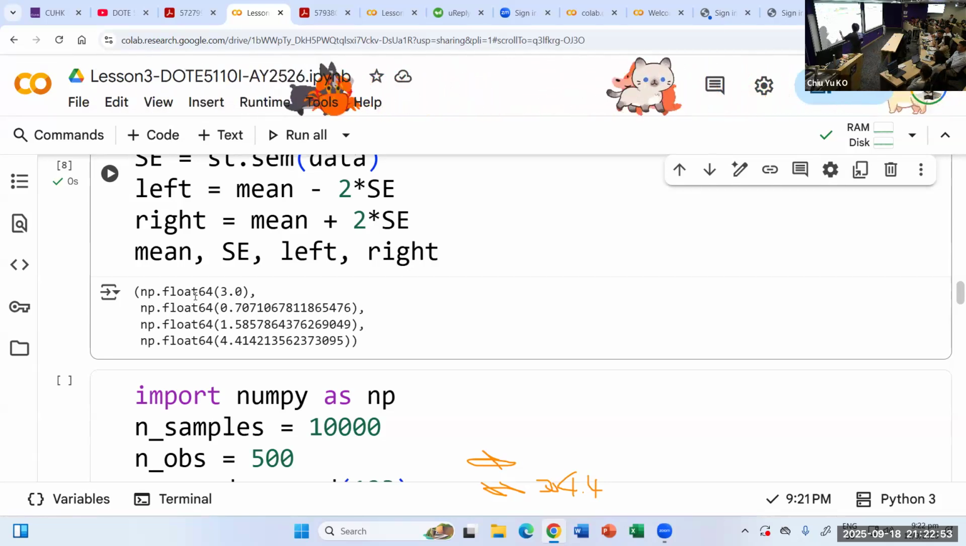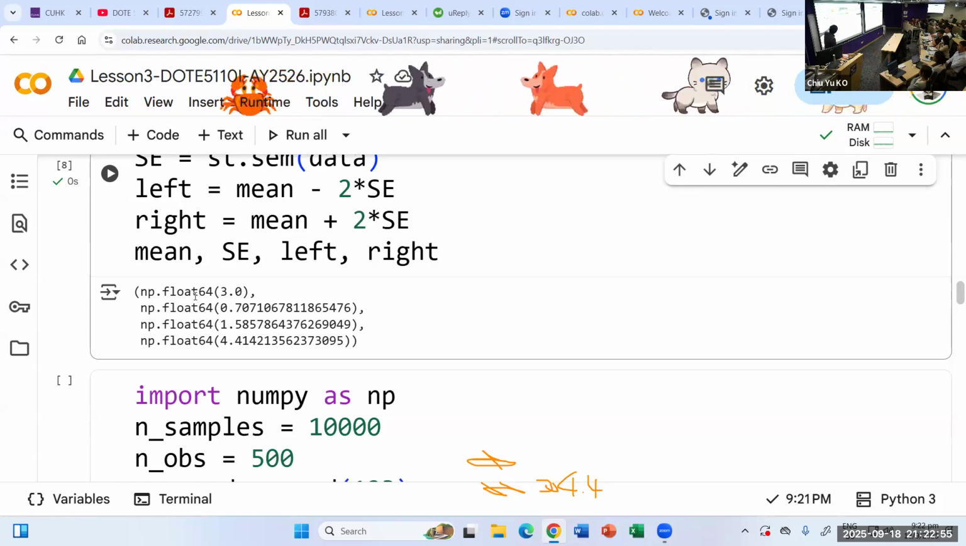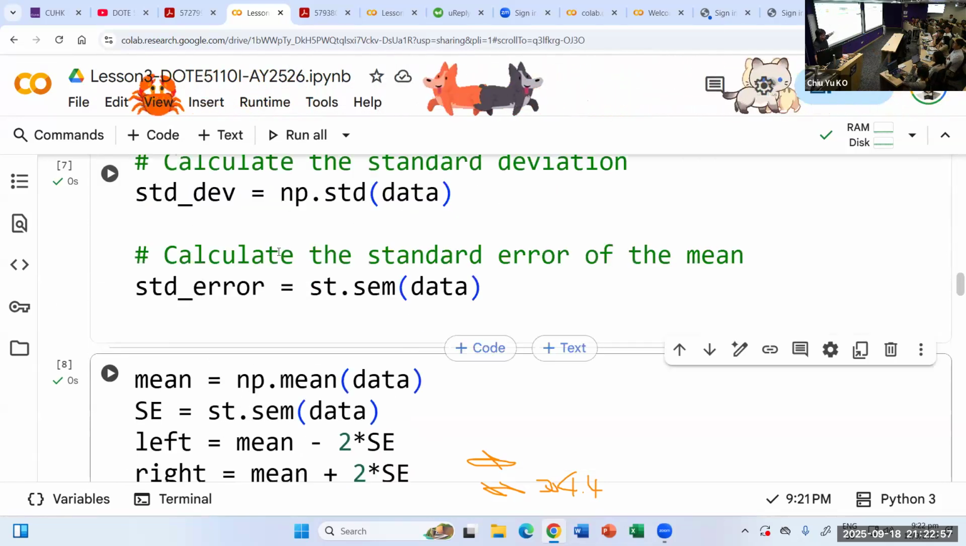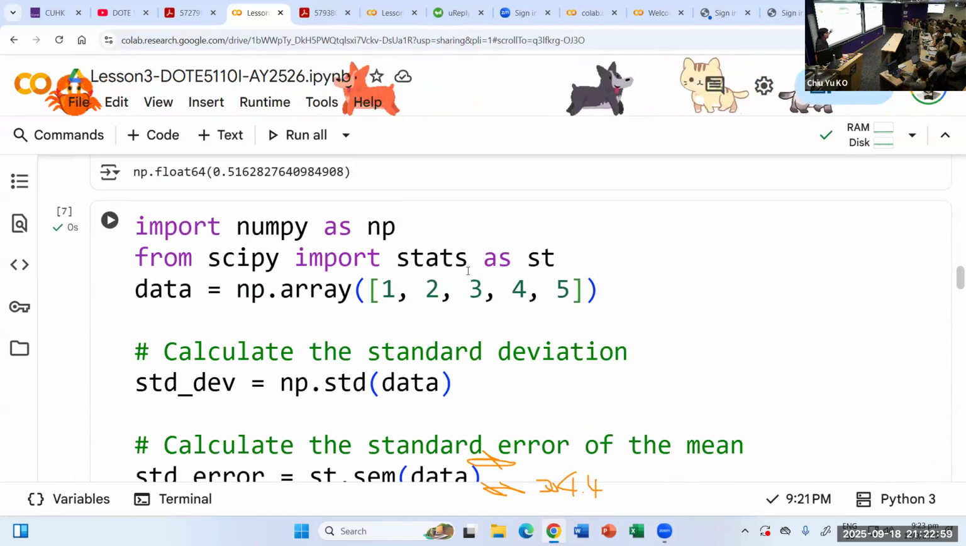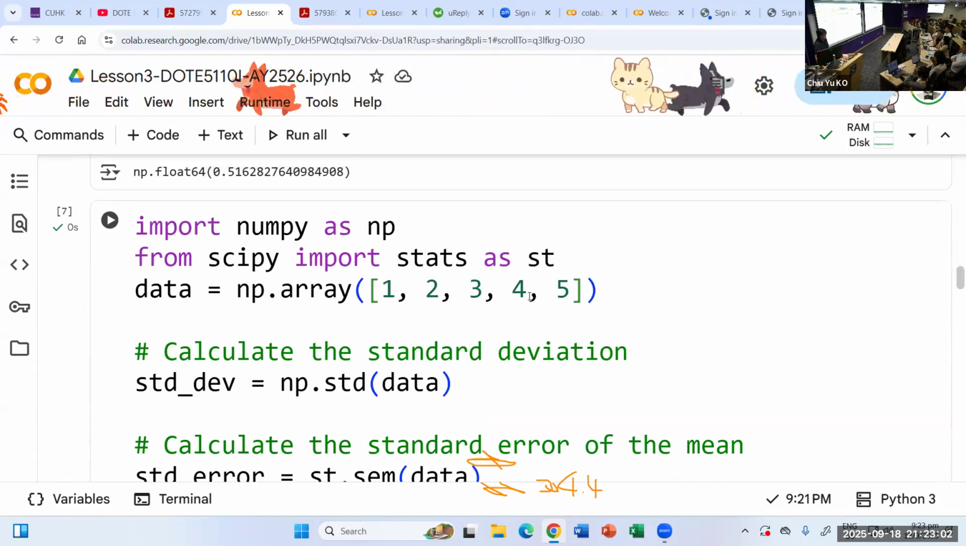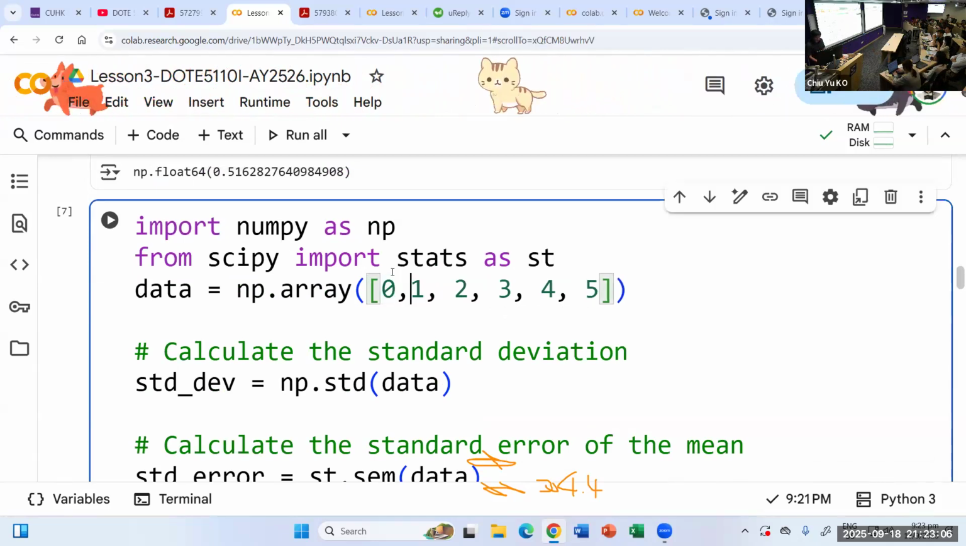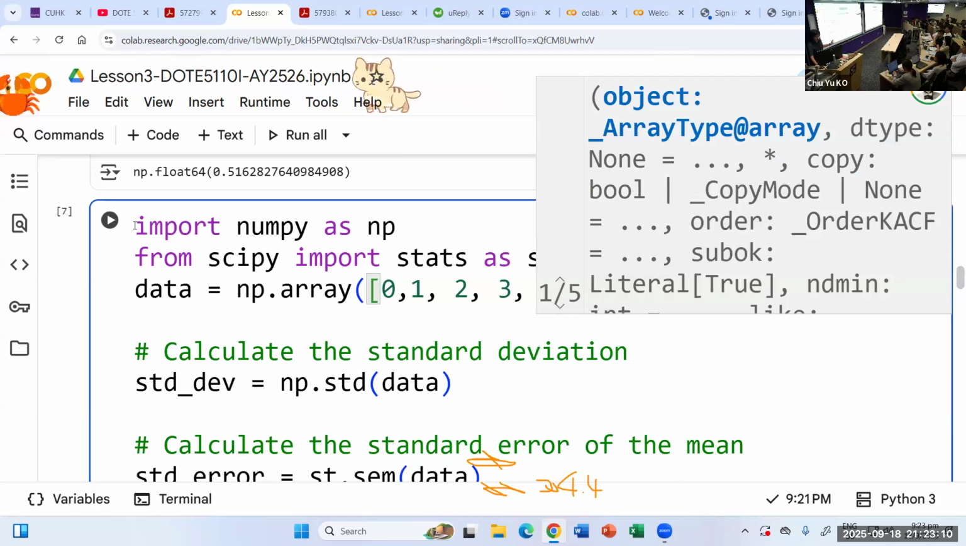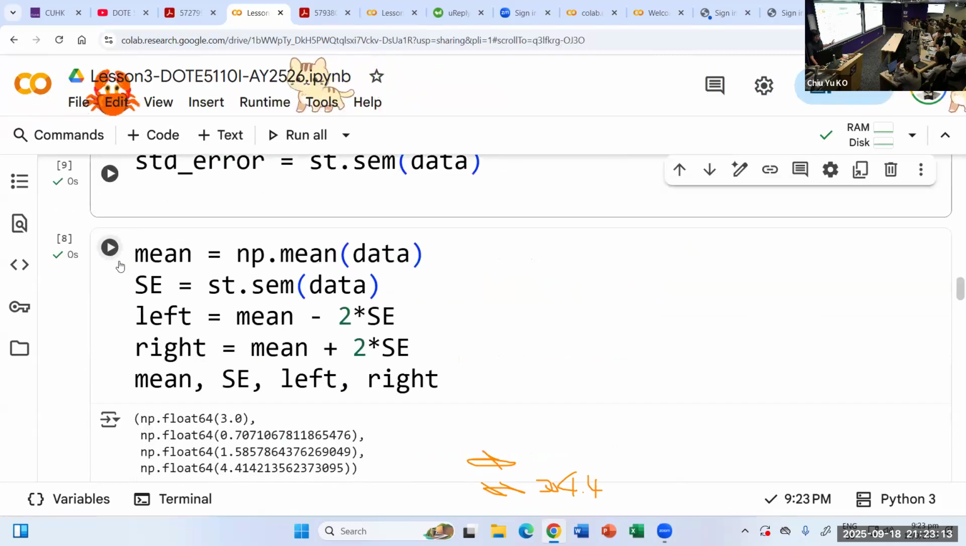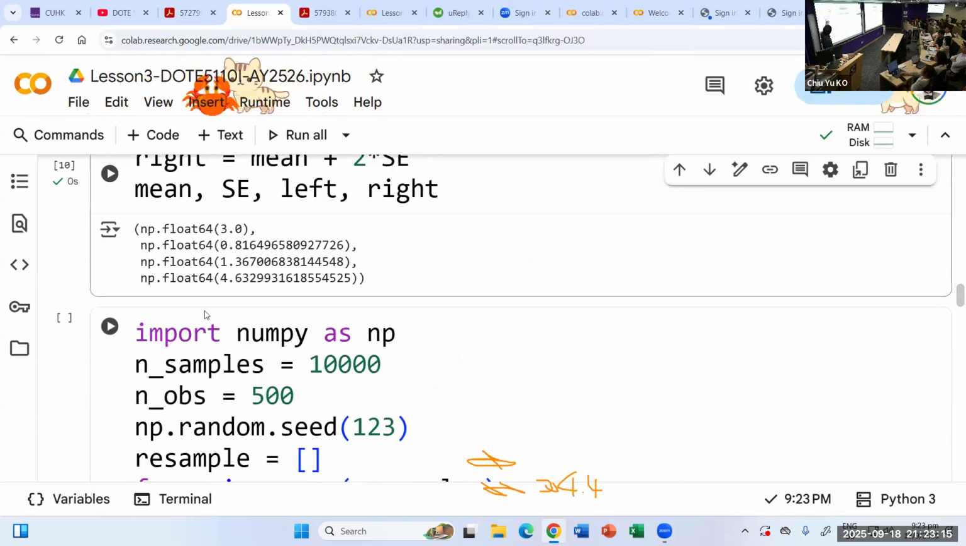But of course, the smaller the better. So how big or small it is depends on the variation of the data. Suppose my data goes from 0 up to 6. I increase it more. If you run this, the mean is still 3, but now the SE is 0.81, much larger. Because the data has more variation, you need a bigger bump to cover the area.